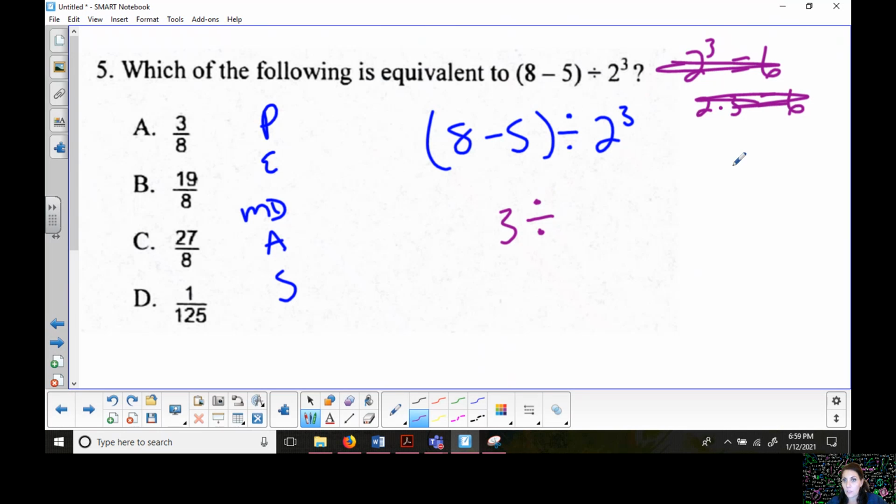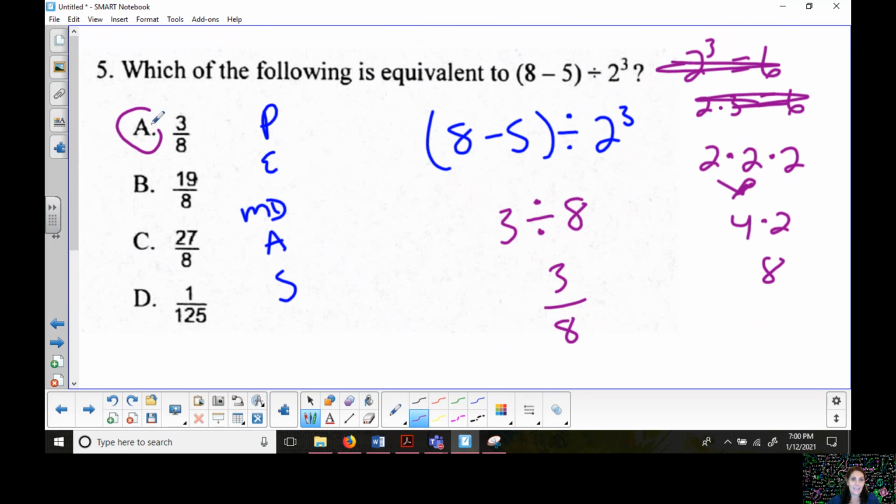2 times 2 is 4, and then 4 times 2 is 8. So here we have 3 divided by 8, and if you write this as a fraction, it's just 3 over 8. So our answer is A.